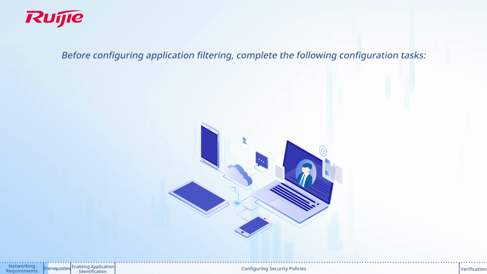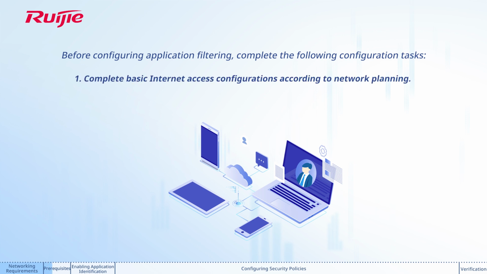Before configuring application filtering, complete basic internet access configuration according to network planning and activate the application identification signature library, which is not demonstrated in this video.